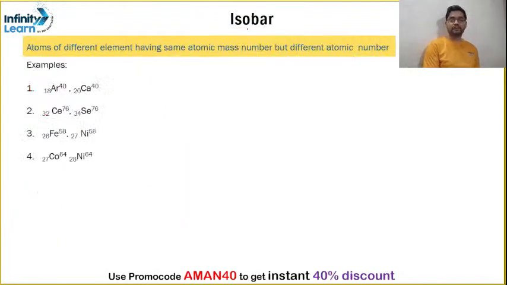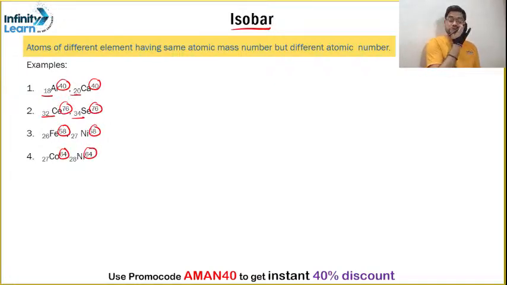If I go forward, we'll talk about isobars, which have the same mass number and different atomic number. Different atomic number, same mass number. Clear?